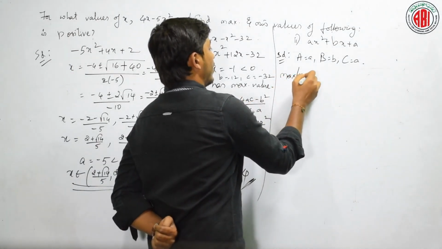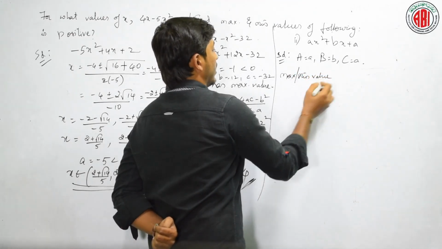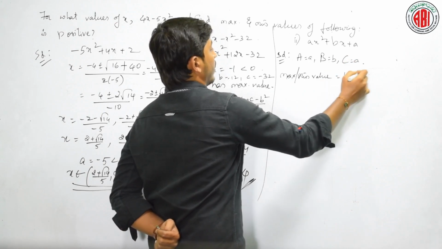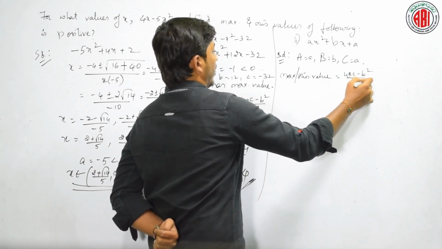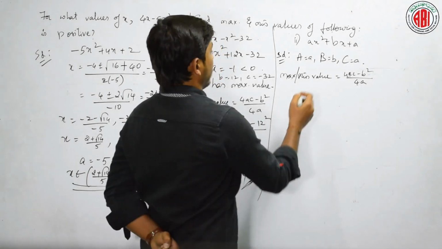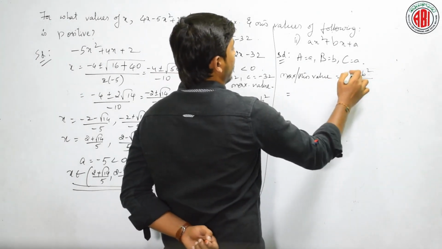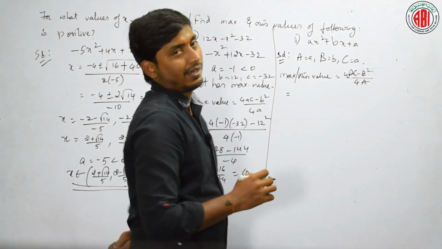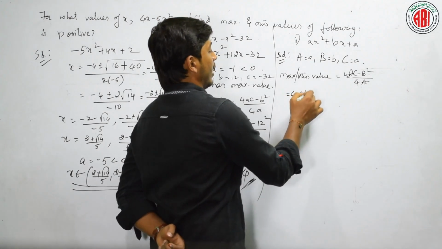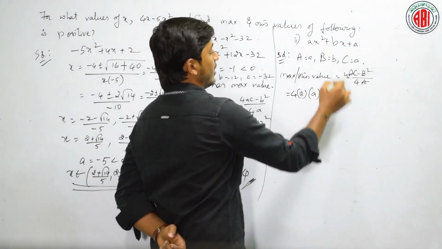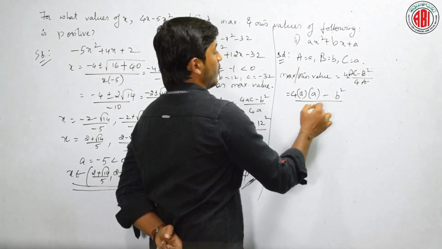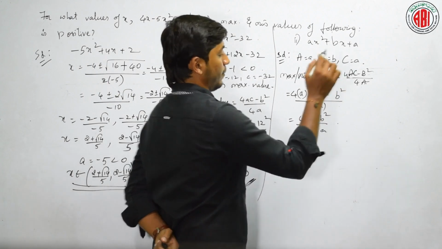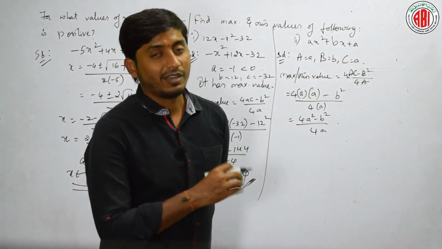Max or min value is equal to 4ac minus b square by 4a. Okay. That is, let us put everything in capital or else, 4ac minus b square by 4a. Done? Fine. Here c is a, so this is 4a square minus b square by 4a. Clear? That is a value whether it is minimum or maximum.